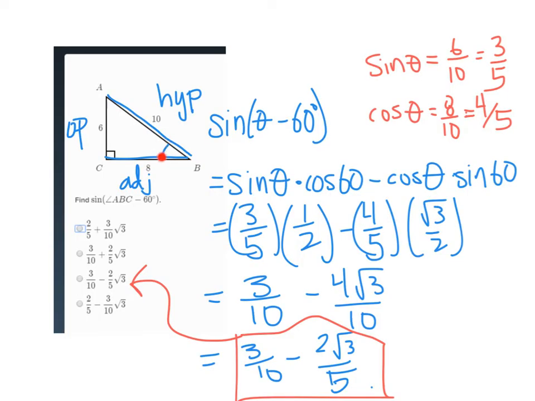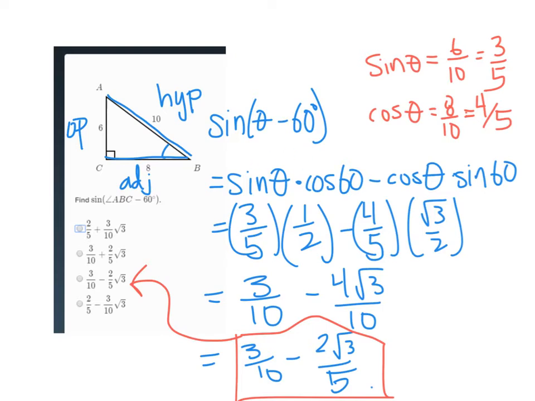So here's our angle ABC. We know this is the adjacent, this is the opposite, this is the hypotenuse. So the sine of the angle, opposite over hypotenuse, 6/10 reduces to 3/5. And we know the cosine of the angle, adjacent over hypotenuse, is 8/10, which reduces to 4/5. Okay. So sine of the angle minus 60. And again, this is angle ABC, but I'm not writing all that in.